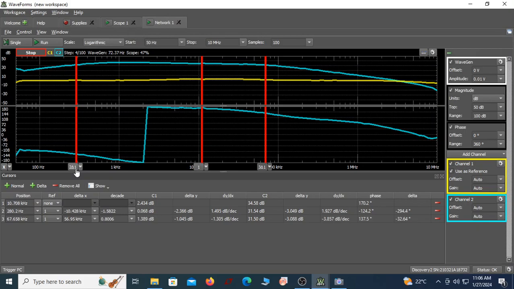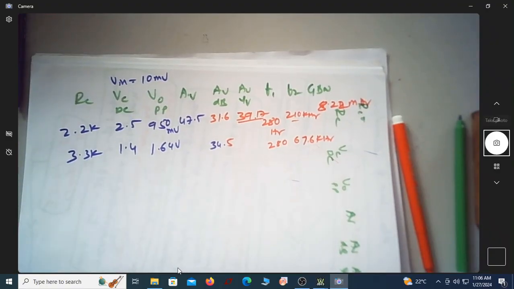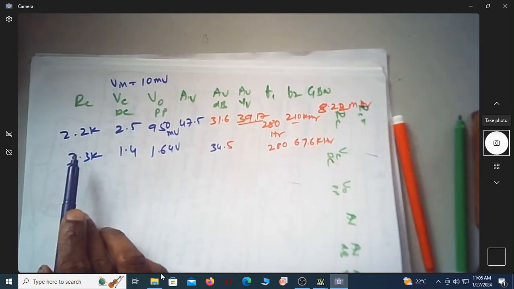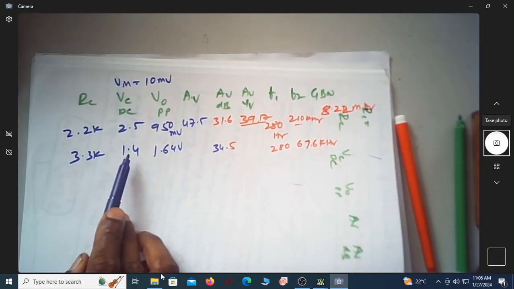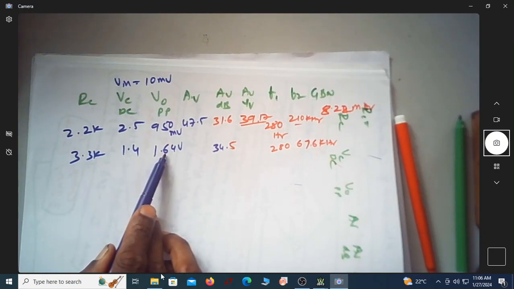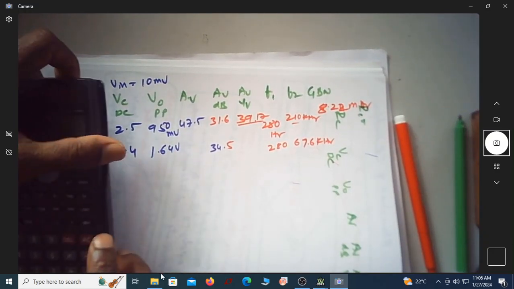34.5 dB. Let us find the gain. This is again almost 280 Hertz, but this has changed to 67.6 kilohertz. You can observe one thing. Just clearly observe, as I increase the value of RC, the DC voltage has reduced, whereas the peak to peak has increased. So let us find out what is the gain here.